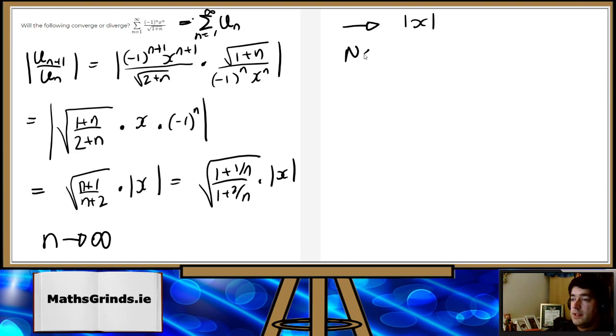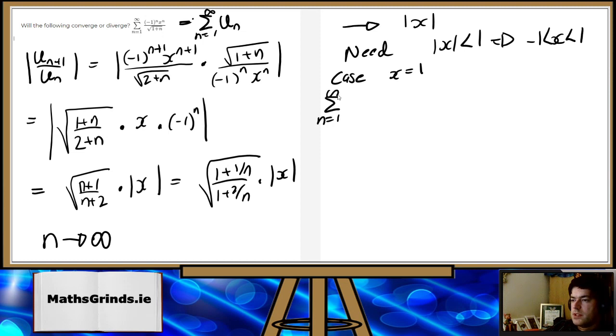And if we want it to converge, we need the absolute value of x to be less than 1, so that means x has to be between minus 1 and 1. What about the case when x is 1 and when x is minus 1? So let's look at the case when x is 1. That's the sum from 1 to infinity of (-1)^n over root(1+n).